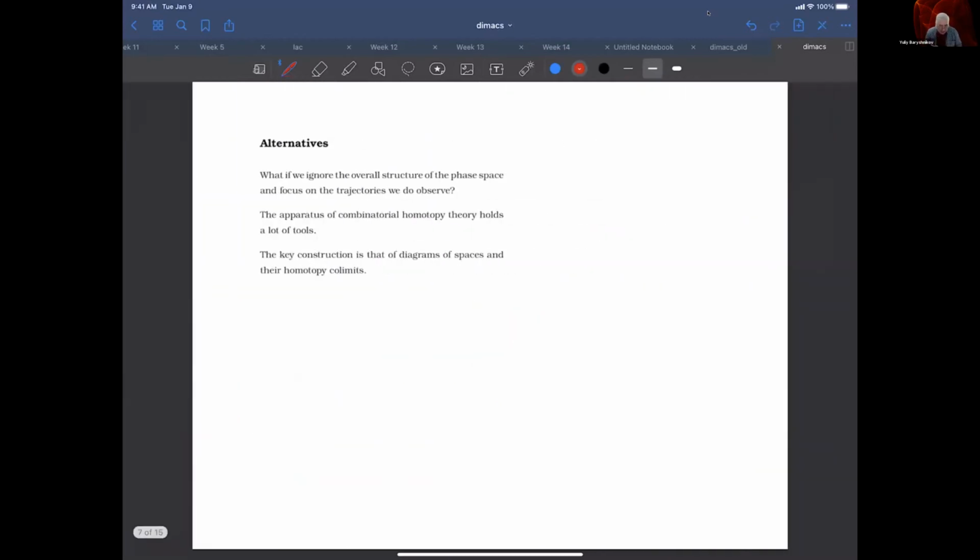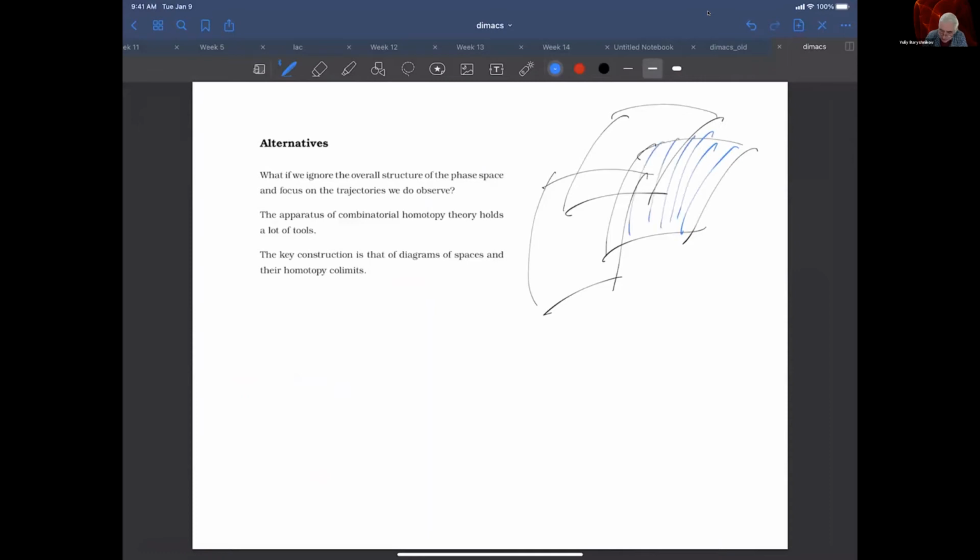So the alternative is that we ignore the overall structure of the total phase space, this whole manifold, and just focus on the trajectories we observe. We won't have the whole space, but we'll have some part of the space covered with trajectories we can see, and we'll have some patches, and we'll look at those patches, how they overlap and how they intersect.